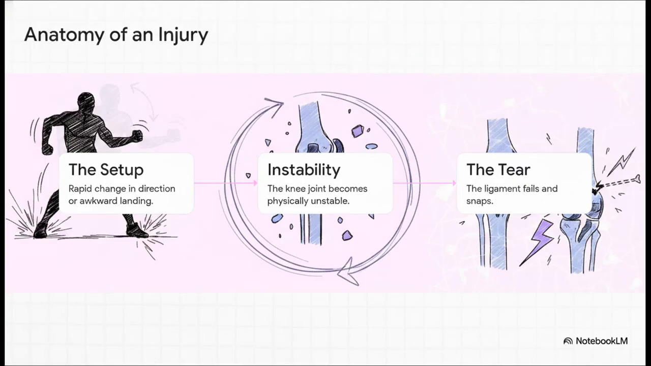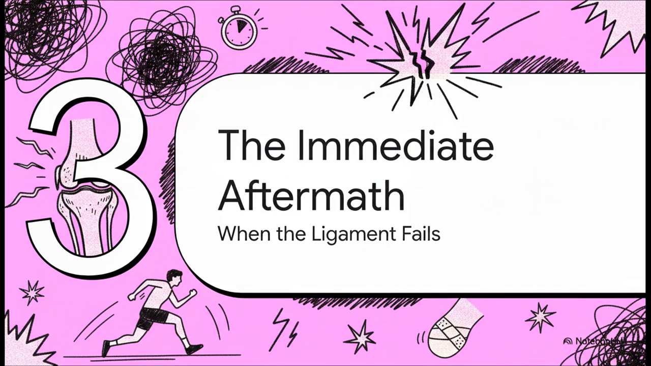And when those athletic movements go wrong, it happens fast, like split-second fast. Step 1, the athlete executes that rapid change in direction or awkward landing. Step 2, that immense rotational force or forward momentum completely overpowers the surrounding muscles. The knee joint becomes physically unstable, it literally just gives way. And then Step 3, all that remaining kinetic energy has nowhere else to go. It transfers directly straight to the ACL. The bridge is pushed way past its maximum tensile strength, and in a fraction of a second, snap, the ligament entirely fails and tears. Which brings us to Section 3, the immediate aftermath.